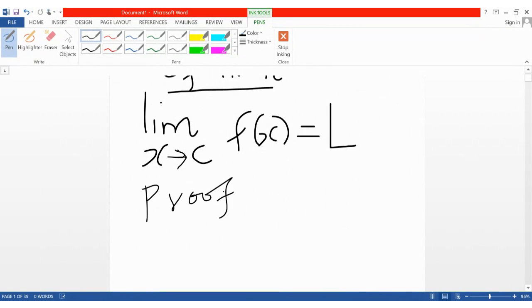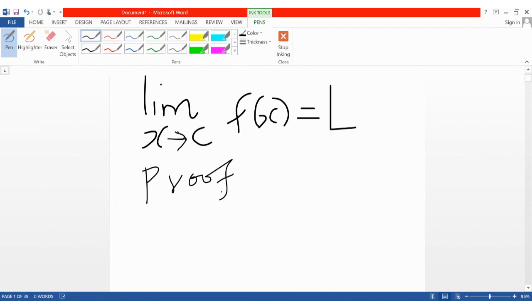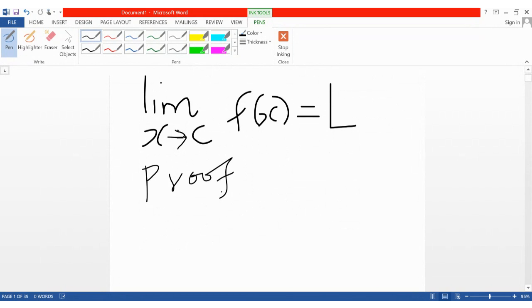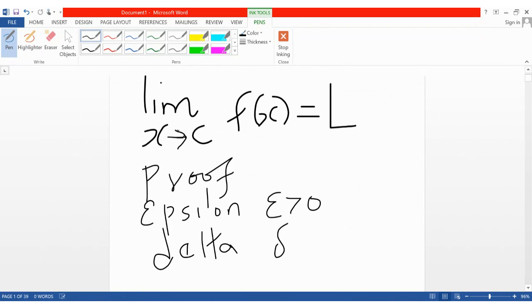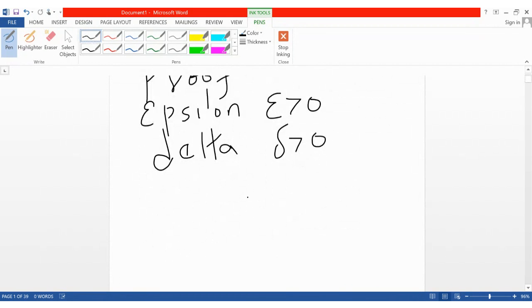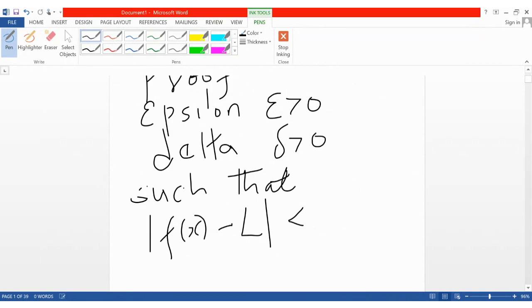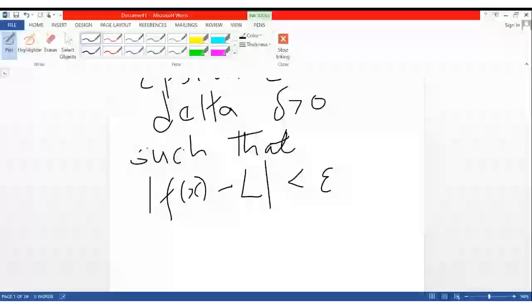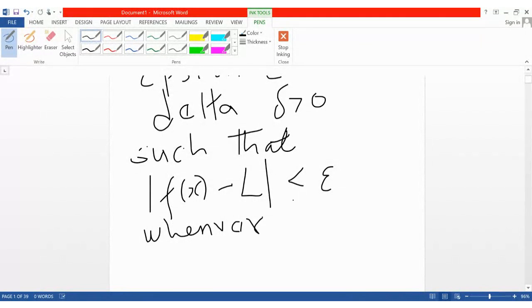The precise definition of limit says, if the limit as x approaches c of f of x is equal to L, then there exist two numbers, an epsilon greater than 0 and a delta greater than 0, such that the absolute value of f of x minus L is less than epsilon whenever the absolute value of x minus c is less than delta. That is the precise definition of limits.